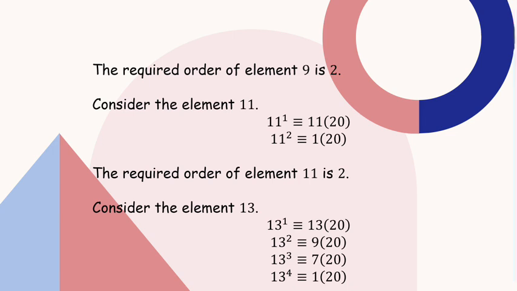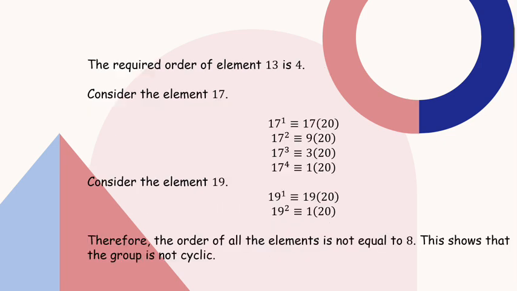Consider the element 13. 13^1 is congruent to 13 mod 20. 13^2 is congruent to 9 mod 20. 13^3 is congruent to 7 mod 20. 13^4 is congruent to 1 mod 20. The order of element 13 is 4. Consider the element 17. 17^1 is congruent to 17 mod 20. 17^2 is congruent to 9 mod 20. 17^3 is congruent to 3 mod 20. 17^4 is congruent to 1 mod 20. Consider the element 19. 19^1 is congruent to 19 mod 20. 19^2 is congruent to 1 mod 20.